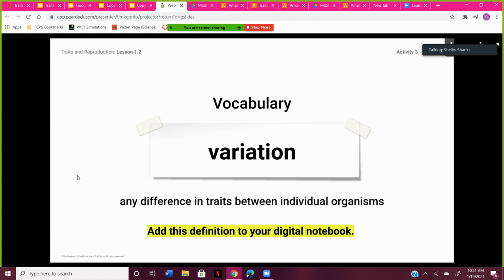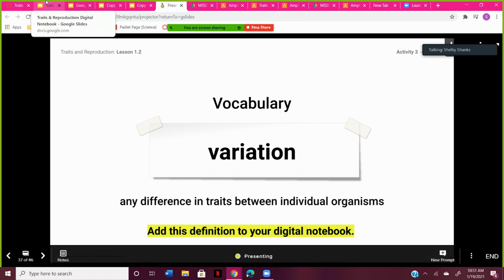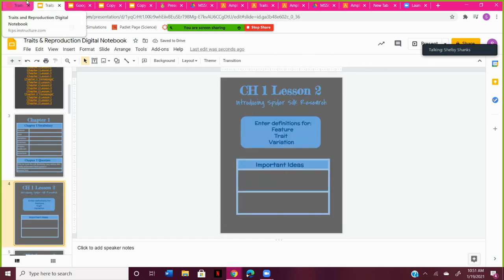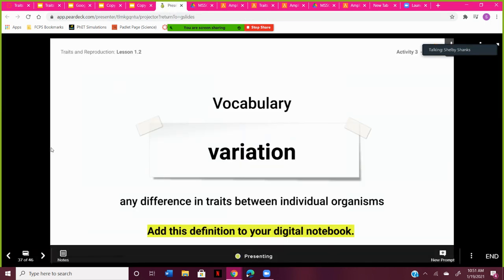Make sure you add that to your notebook. And that is the last definition that you will need to add to your notebook: any difference in traits between individual organisms.